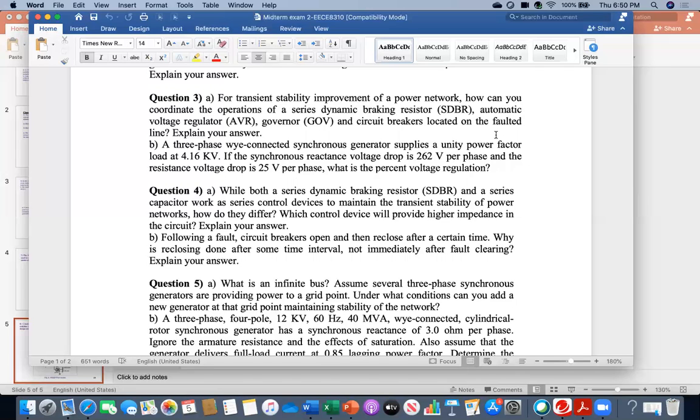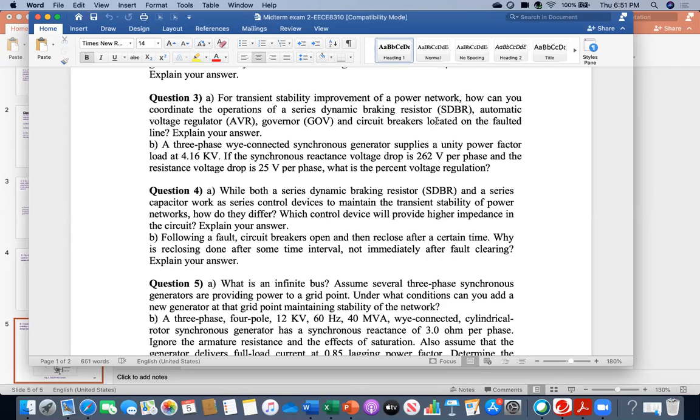What I wrote was that the AVR and governor usually operate under steady-state conditions, so irrespective of any transient stability issue, they should operate continuously, 24 hours a day. For any transient stability improvement, first the circuit breaker located near the faulty line should operate and open in order to isolate the faulty part. And then the SDBR should operate to reduce the current. That's what I wrote. Yeah, but in this case, you see, it is the series braking resistor. It should operate first, I mean, simultaneously. So what you said is right.